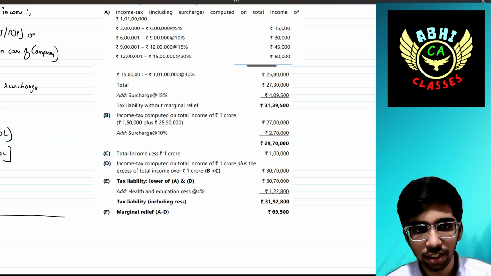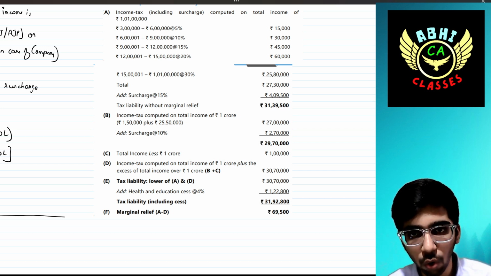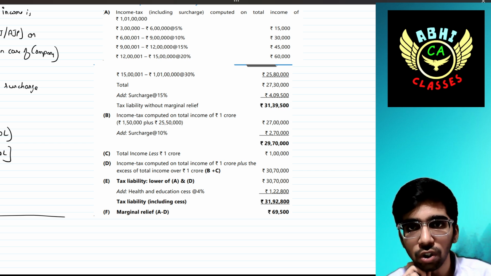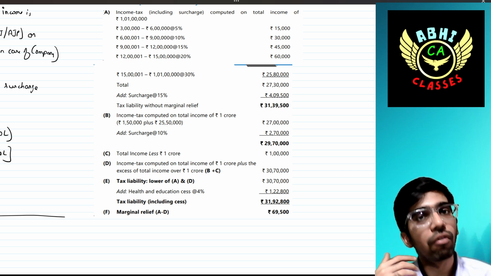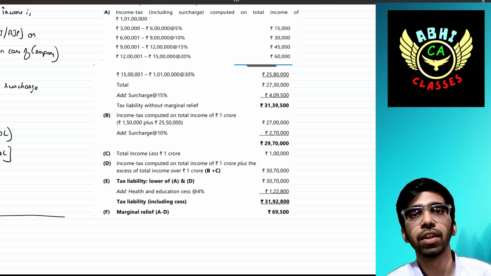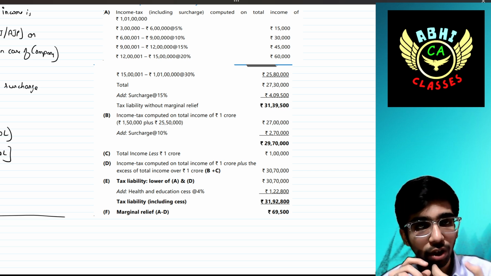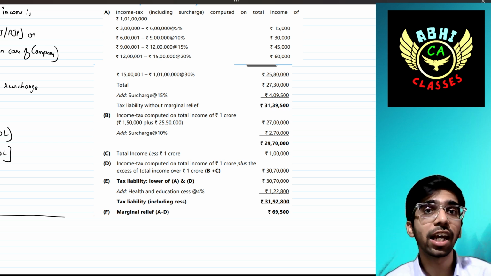31,39,500 minus 30,70,000. If you deduct those, then you will arrive at a marginal relief of 69,500. That's the relief that you need to deduct from that step 1.